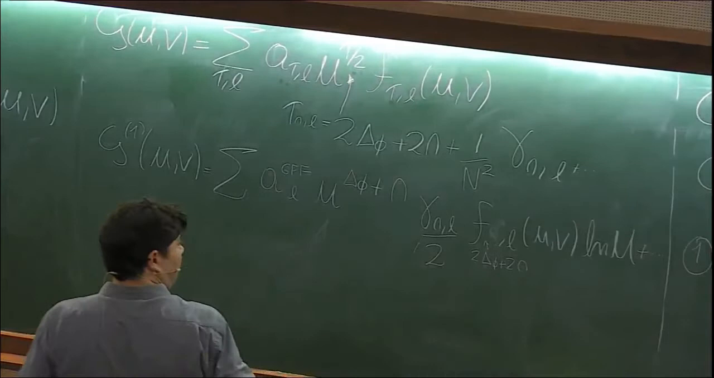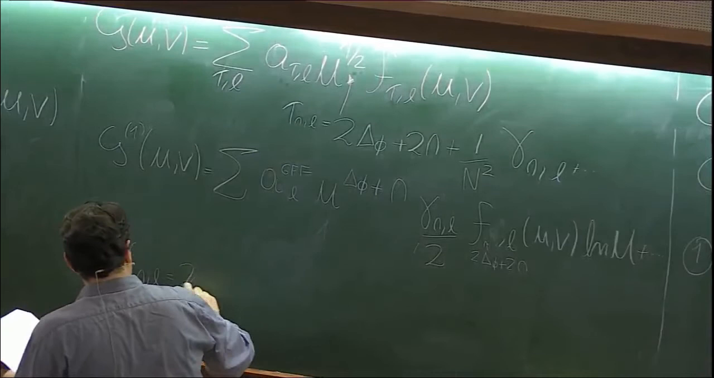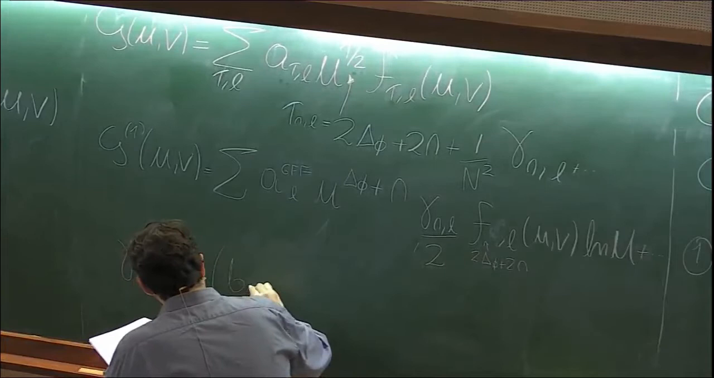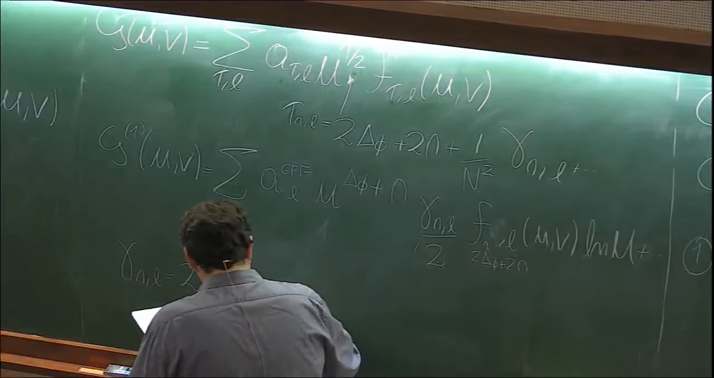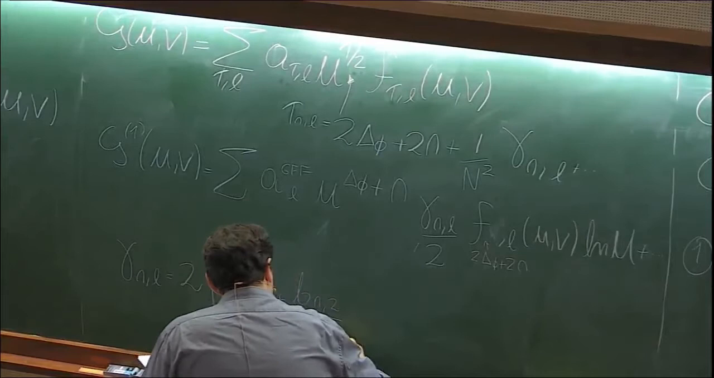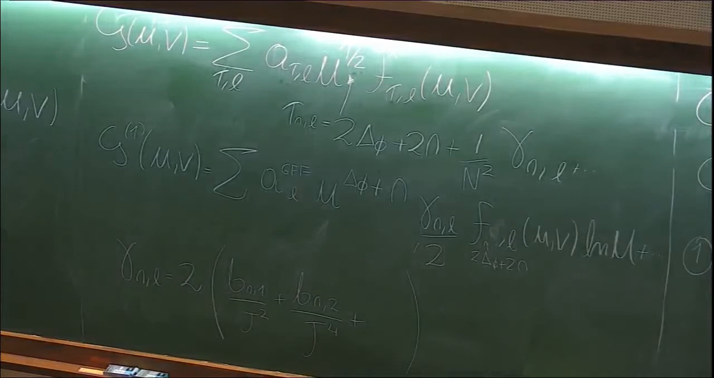Our trick is to assume that gamma NL, let me put that 2, times some b n 1 over J square. You could start at 0, but it doesn't matter. Plus b n 2 over J to the 4 plus dot, dot, dot. So we are going to assume that the anomalous dimension that we are talking about admits an expansion in inverse powers of J.